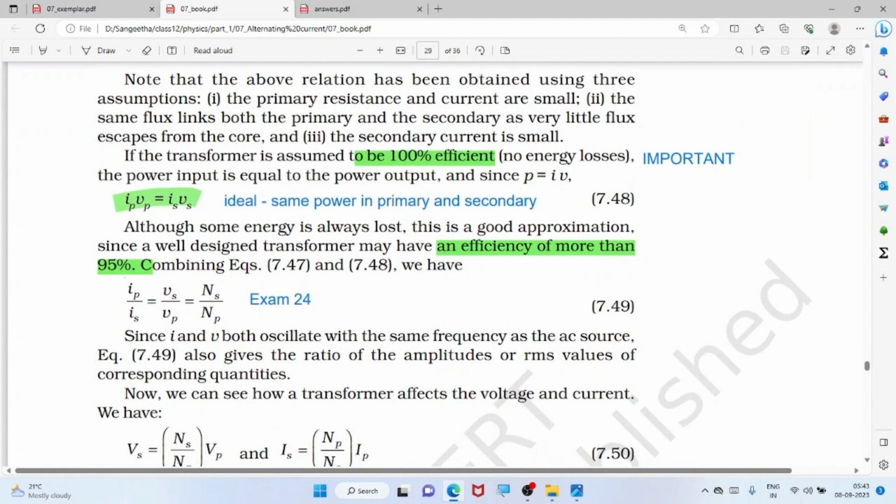Input power equal to output power. Okay, this is how this relationship works. When the output voltage is more, the output current will be less than the input current. Power will be the same for 100% efficiency. So when something is not given, then you have to assume 100% efficiency. Based on this, you can get the answer.